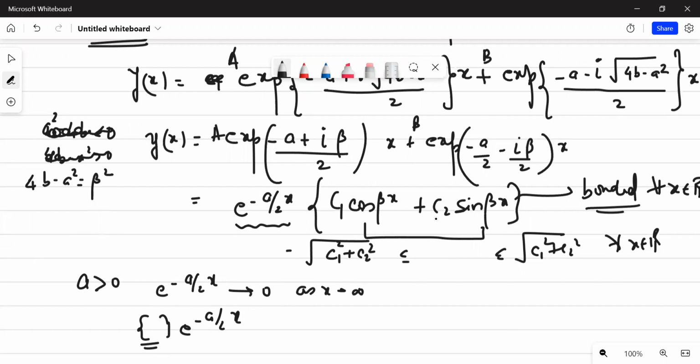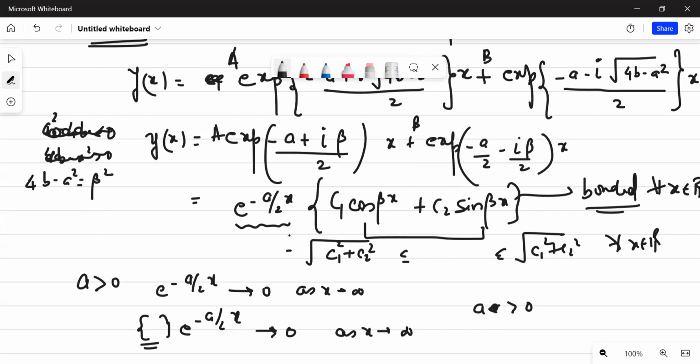I'm not concerned. This will be some constant between minus root over c1 squared plus c2 squared to root over c1 squared plus c2 squared. But then there's this term as well. So as x tends to infinity, this will tend to 0. So overall the entire term will become 0 as x tends to infinity, provided a is greater than 0.